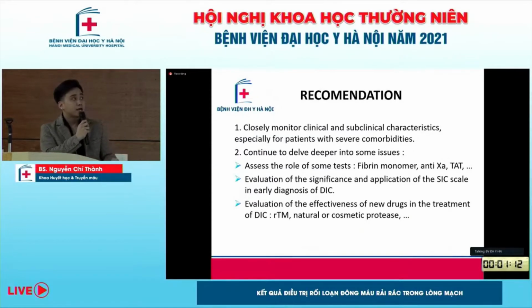After my study, I have 2 recommendations. Firstly, we need to closely monitor clinical and subclinical characteristics, especially for patients with severe comorbidities. And after that, we can continue to delve deeper into some issues, especially some new tests to diagnose and treat DIC. That's all. Thank you.